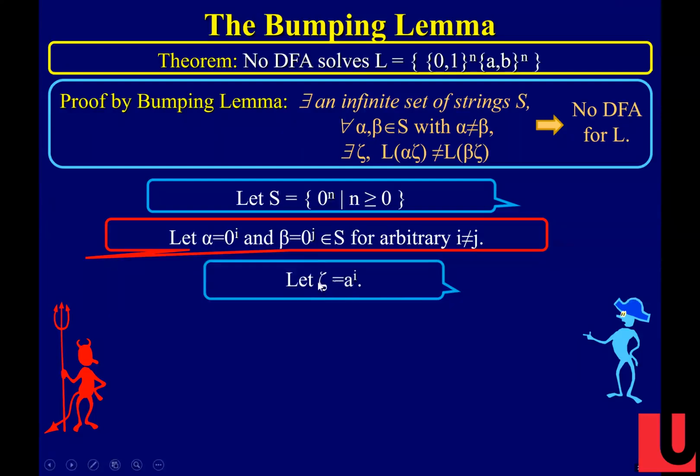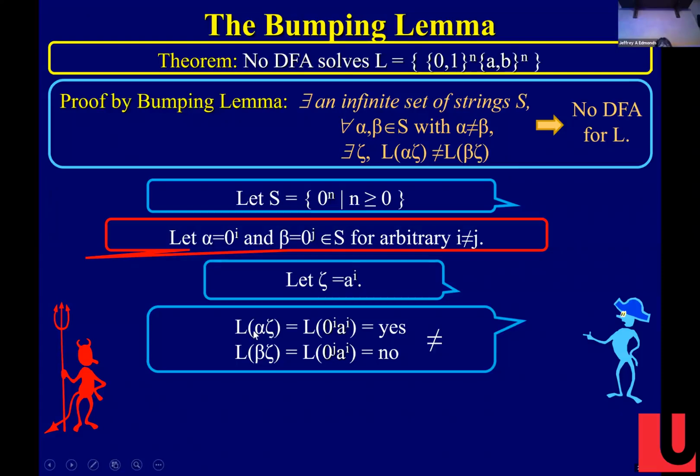And then I get to choose my zeta. He comes up with alpha and beta. I get to choose zeta. Now, I could have my zeta have alphas and betas in it, but I don't need to. I get to choose my zeta however I want. And I'm going to choose my zeta to be I A's. Why? Because this is of length I and this is not of length I. So I'm going to have my zeta be of length I.